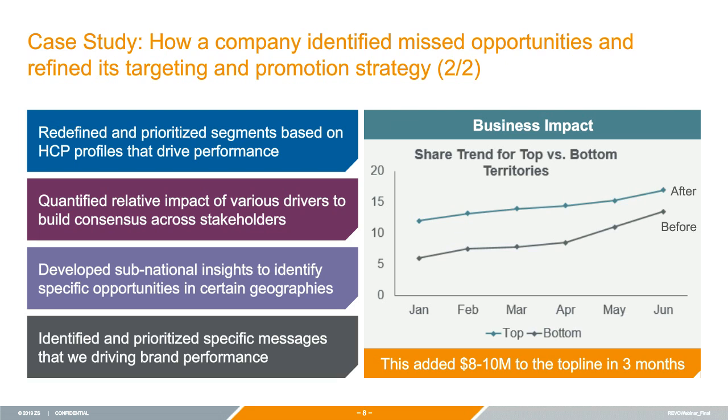And finally, we were able to also incorporate some of the ATUs, and that helped us identify which of the messages were really driving performance versus which were not having as much impact, so that they could focus on the things that really mattered. And on the right, you can see the impact of making these changes. Some of the bottom performing territories, as we put the solution in place, started getting towards the national average and catching up with where the rest of the country was.